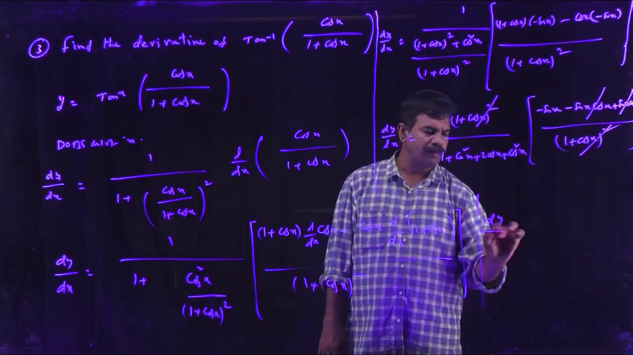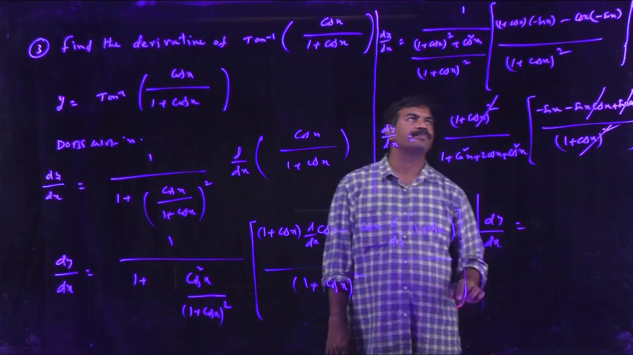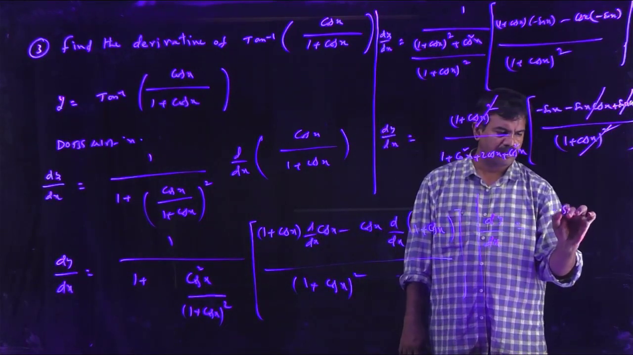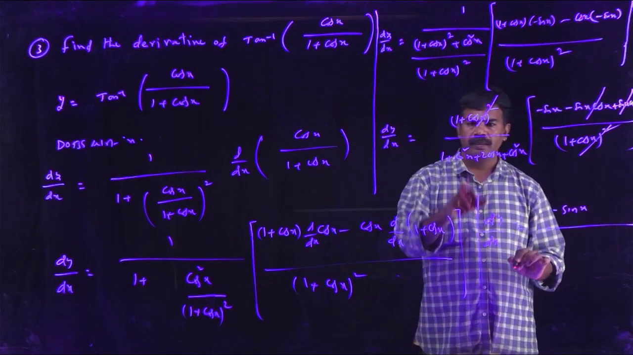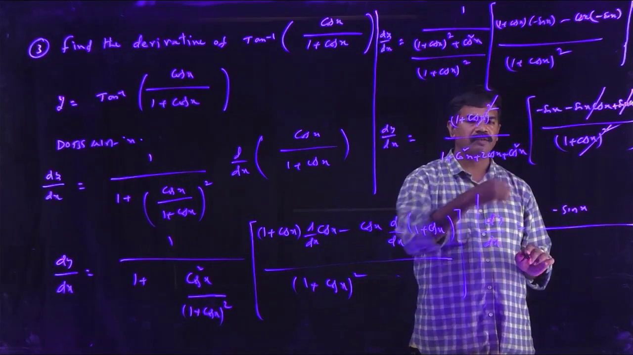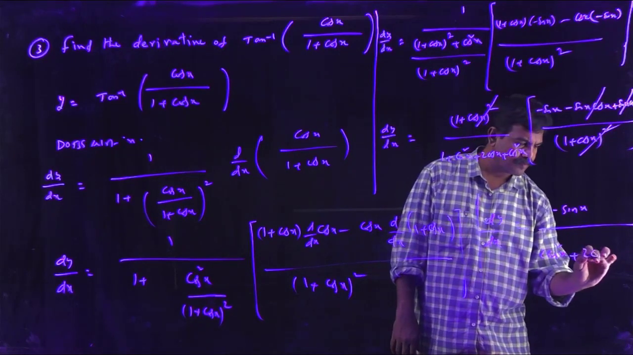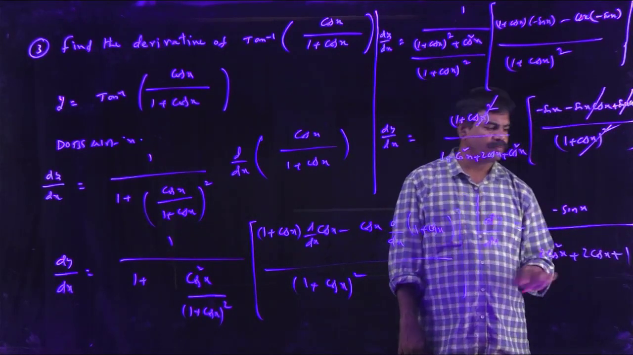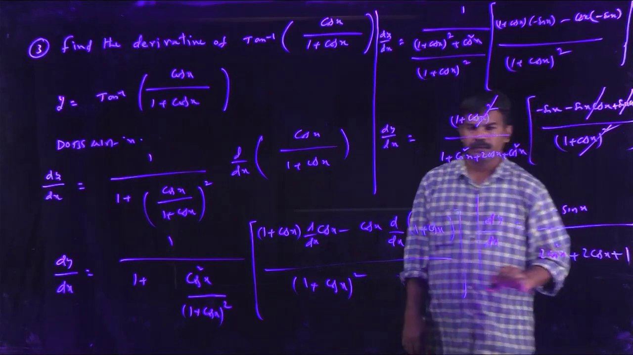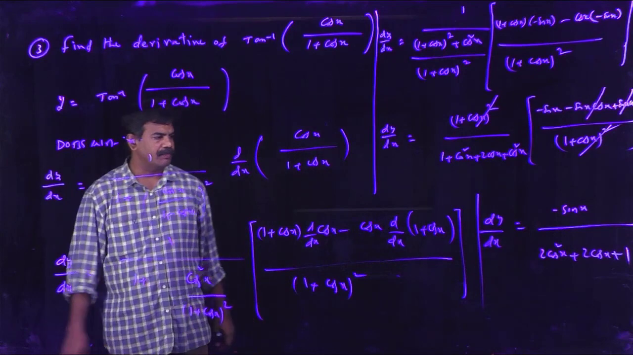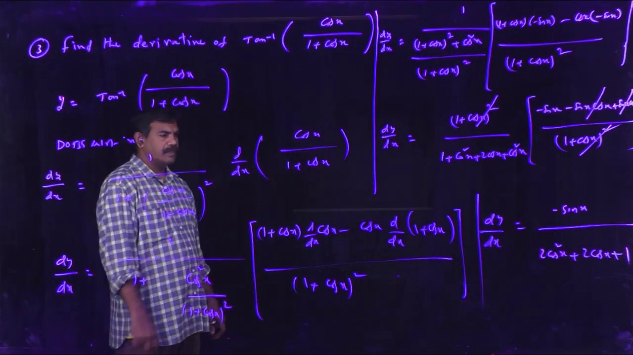We get dy by dx is equal to minus sin x by 2 cos square x, cos square x plus cos square x, 2 cos square x plus 2 cos x plus 1. This is the derivative of the given function tan inverse of cos x by 1 plus cos x.